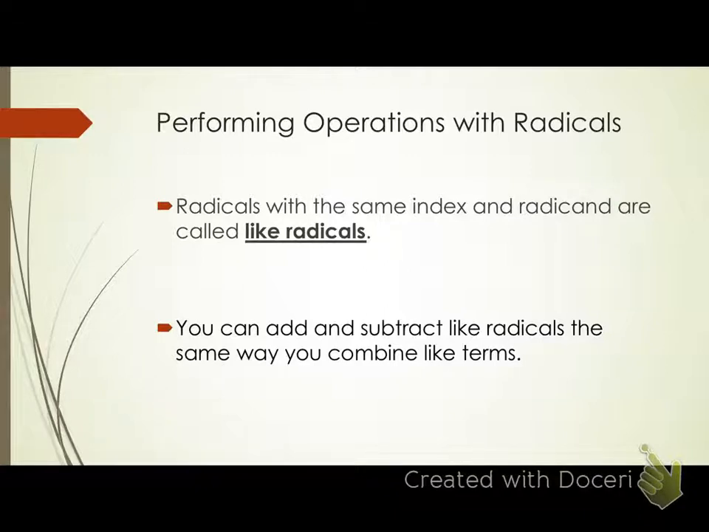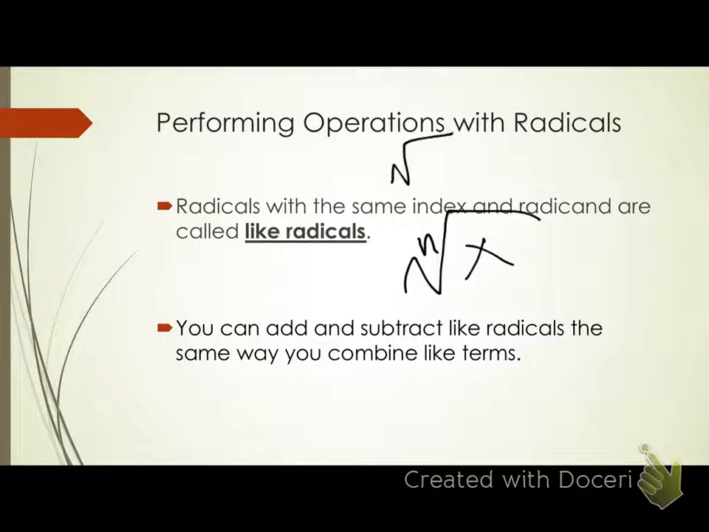Radicals with the same index and radicand are called like radicals. Now remember, if I have a radical, this little number right here, this n, is our index. If it's a square root, it's understood to be 2. A cube root, there's a 3 there. Fourth root, there's a 4 there. It's just telling us which root to take of our radicand. Our radicand is this number or variable underneath our radical. So for them to be like radicals, the index has to be the exact same and the radicand has to be the exact same.